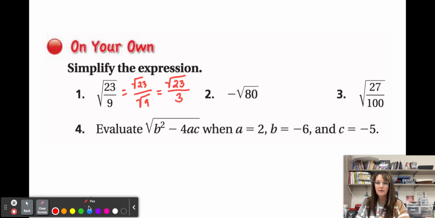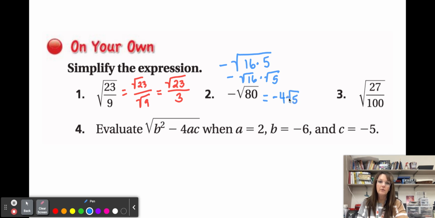So I'm going to go above here. I'll do blue. So the opposite of, we'll break it up into 16 times, and I believe it's 5. Right? If we didn't do that, we would just have to keep testing and making sure that what we have left is in simplest form and there's no more perfect square factors. So when we have this, we have the opposite of the square root of 16 times the square root of 5. And that's going to be equal to the opposite of 4 square root 5.